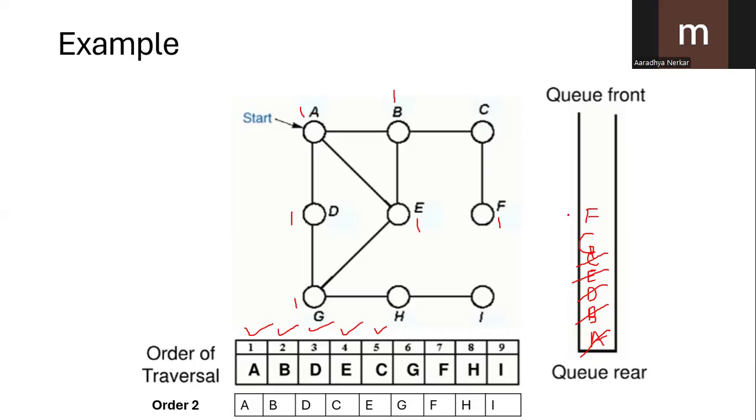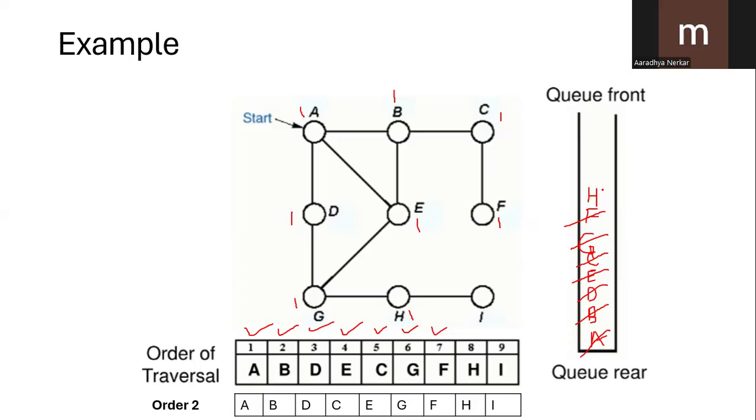Then repeat the same process. Dequeue the vertex G, display it, and enqueue all the adjacent vertices of vertex G which are not yet visited, and there is only one vertex, that is vertex H. Mark it as visited one. After that, again repeat the same process. Dequeue the element F, check all the adjacent vertices of the vertex F. So all are already visited one, and then dequeue the next element.